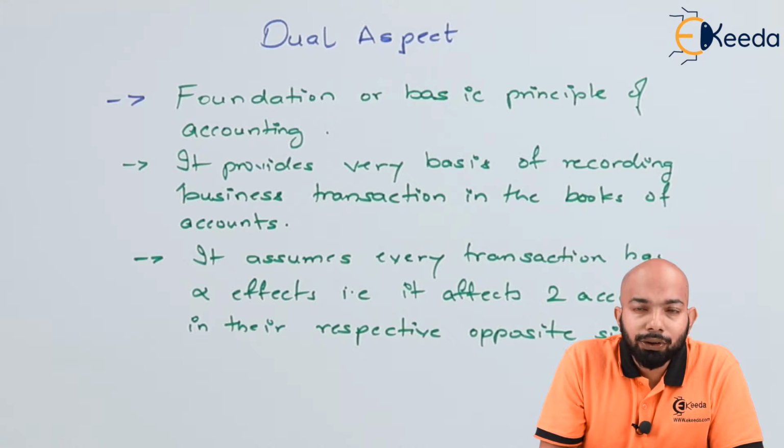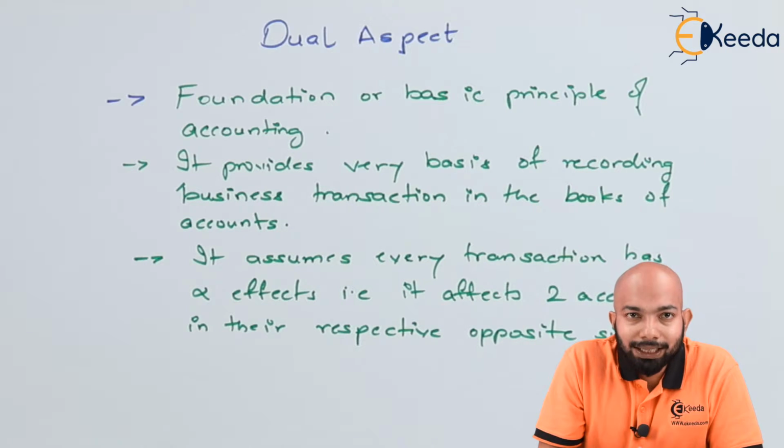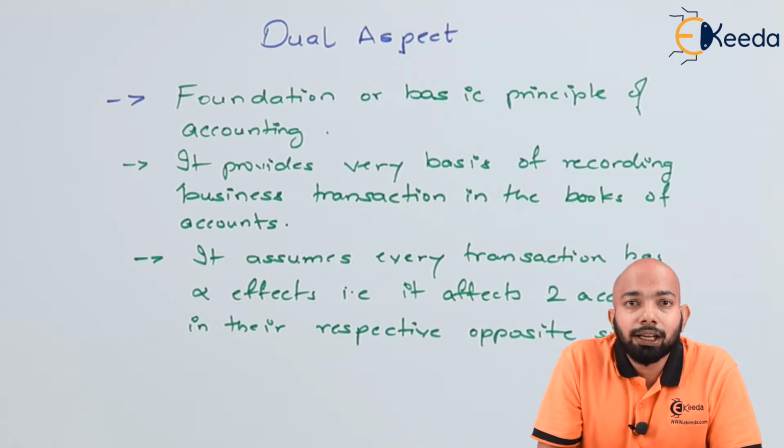So when we talk about dual aspects, we basically talk about how an accounting transaction has two effects. That means every transaction has a debit effect and a credit effect for its recording. If the debit effect is on the A side, the credit effect will be on the B side, that means on the opposite side. So every transaction has an equal and opposite reaction to it. That means if one account is getting debited, the other account will be getting credited with the same amount.